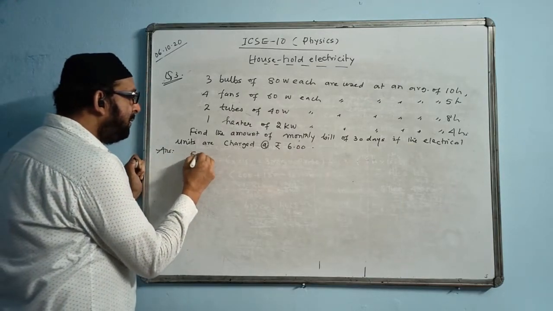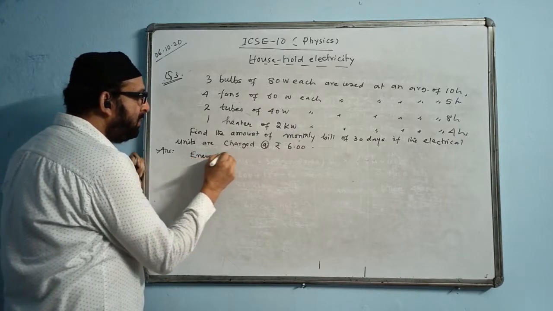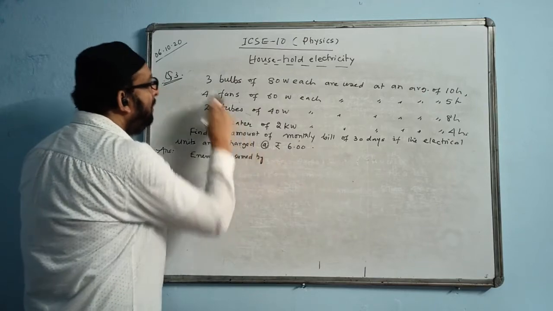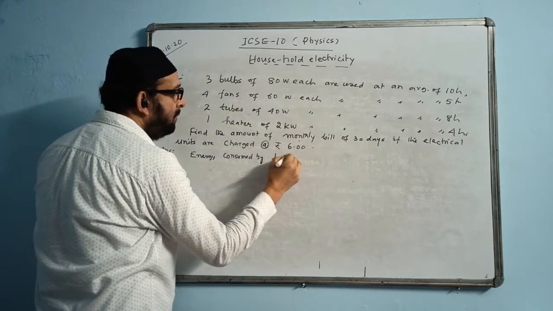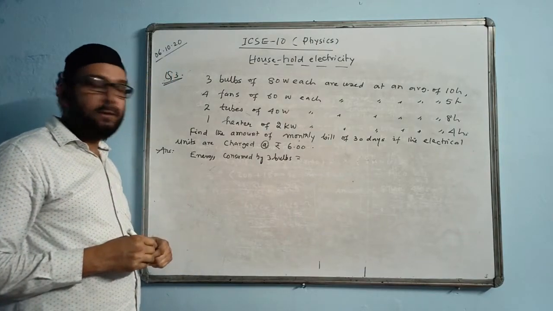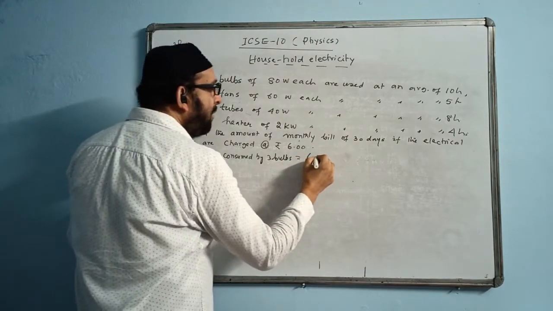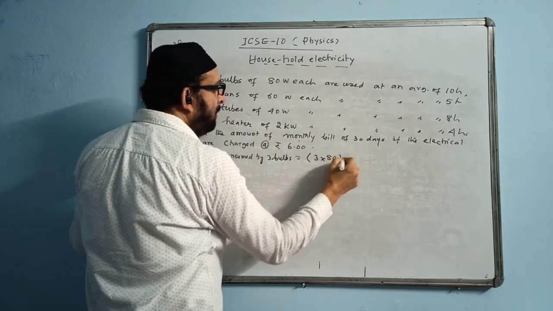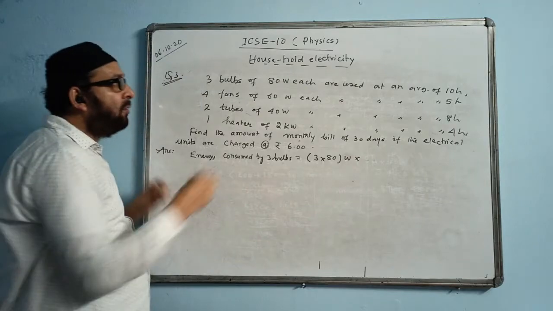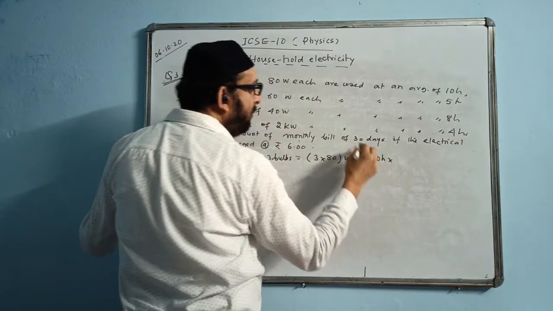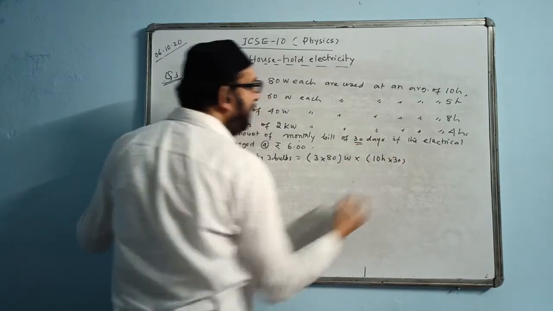First we will be writing energy consumed. Energy consumed by bulbs, we can mention 3 bulbs. Here we will do the same, power into time. So 3 into 80 watt into the time. What is the time for this? 10 hours, and for 30 days we are using, so into 30 we can do here.